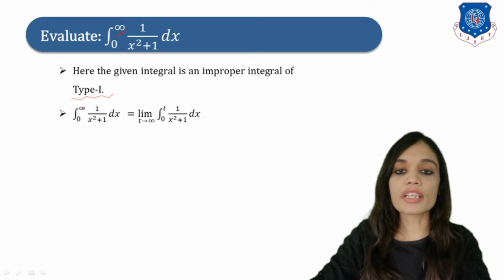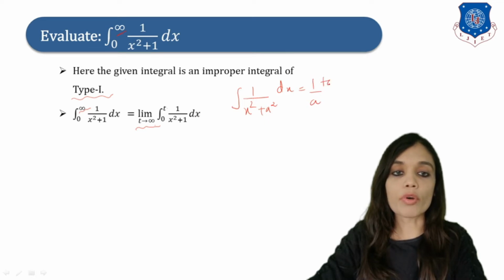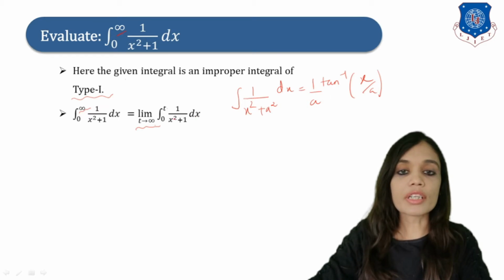So here we are given the integration from 0 to infinity of 1 upon x square plus 1 dx. Now whenever you see infinity, you have to assume it as t. So limit t tends to infinity, integration 0 to t of 1 upon x square plus 1 dx. Now we know the formula of integration of 1 upon x square plus a square dx, that is given by 1 upon a tan inverse x upon a. So here this integral will become tan inverse x, and the limits are 0 to t.